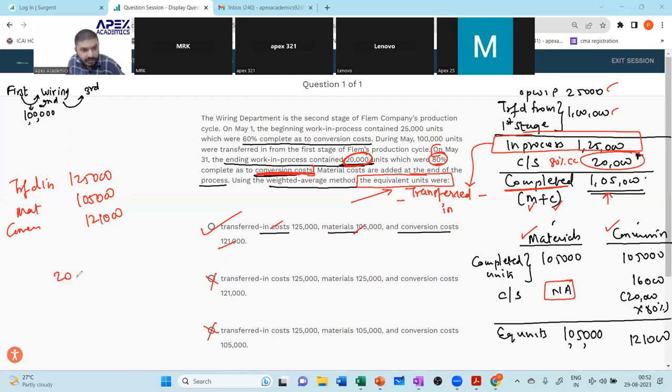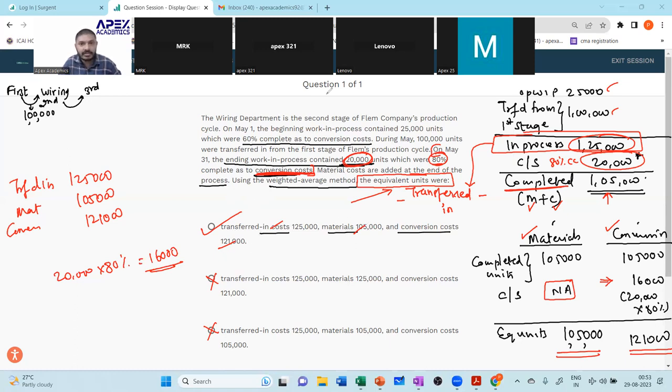So 20,000 units are 80% ready. So how much is that? 16,000. So from the conversion angle, how many units? And from the material angle, how many units? And transferred in is the same as in process. How much are they? 125. So this first one that I have badly massacred here is your answer.